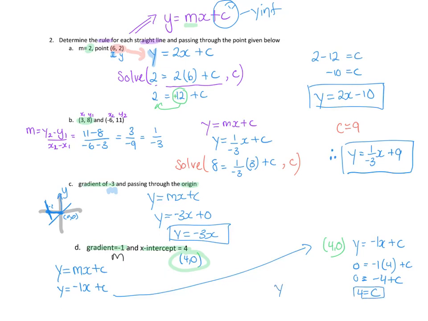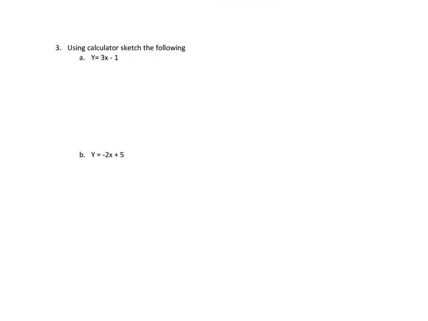So therefore this equation is y equals negative x plus 4. You don't have to have that 1 there because we know it's a 1 if we don't. You're not going to get marked wrong if you do or if you don't. So it doesn't matter. Let's do these ones.